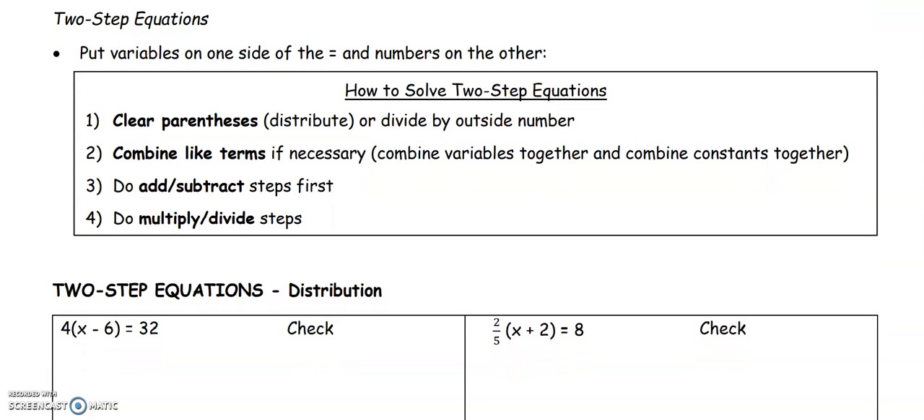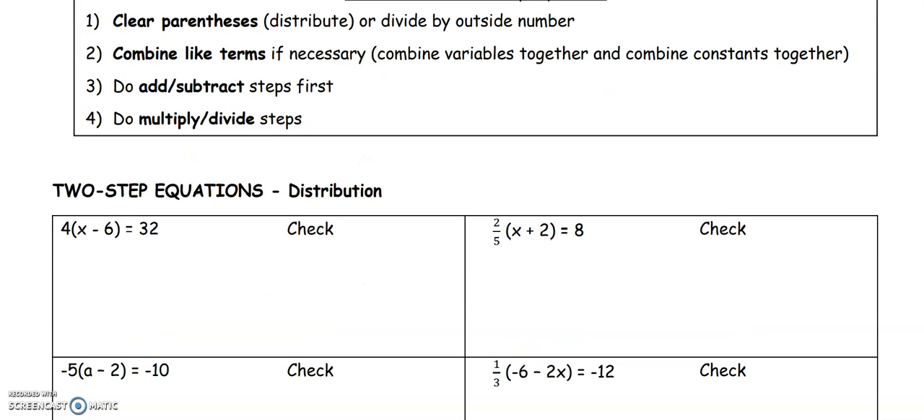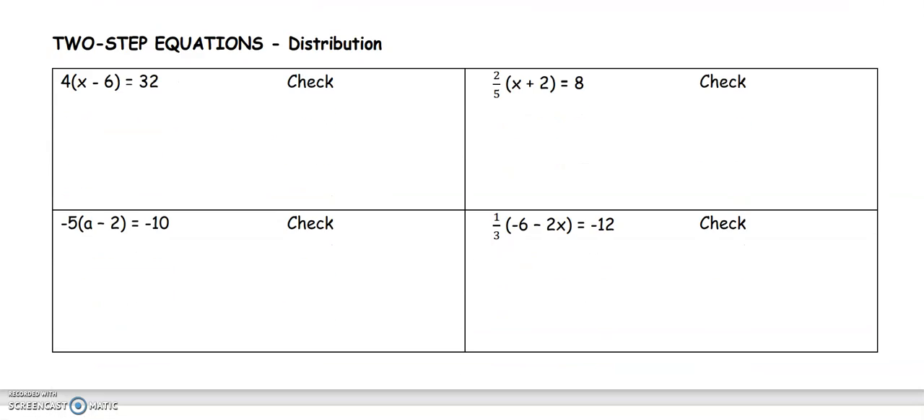When we solve two-step equations, we want to clear our parentheses. So we might distribute, or we could divide by the outside number. We talked about that last class. We might end up combining like terms if necessary, and then we do the addition and subtraction first, multiply and divide last. So take a look, we practiced these last time, where we have a number outside. We can either take the time to distribute, or we can multiply by its reciprocal.